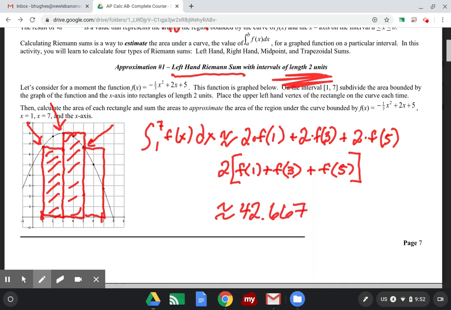Which I know the first time I saw that, it seemed like it was a lot, but when you actually go in here and look, I mean, 1, 2, 3, 4, 5, 6, 7, 8, 9, 10. It starts to add up pretty quickly. So that's a pretty good approximation of the area. So that one was just a left-hand Riemann sum of 2 units wide.